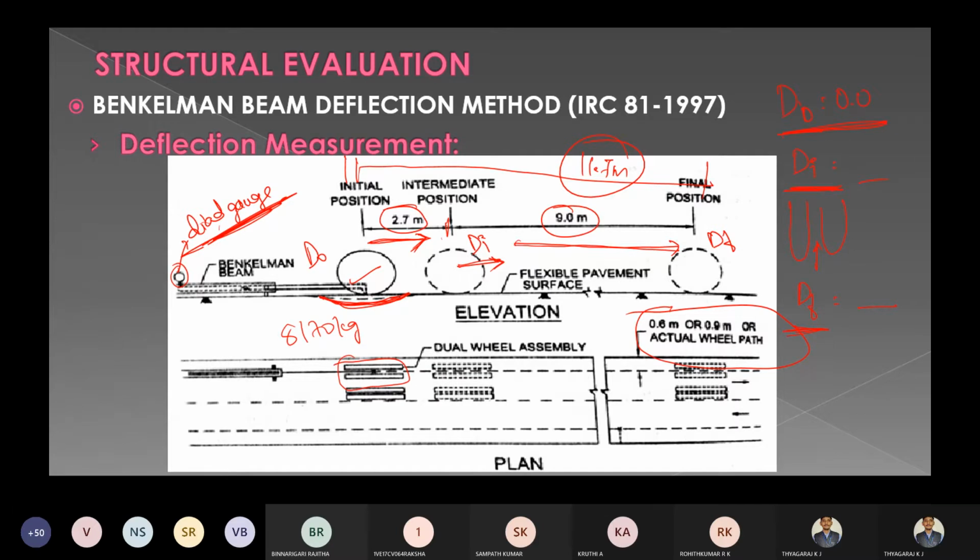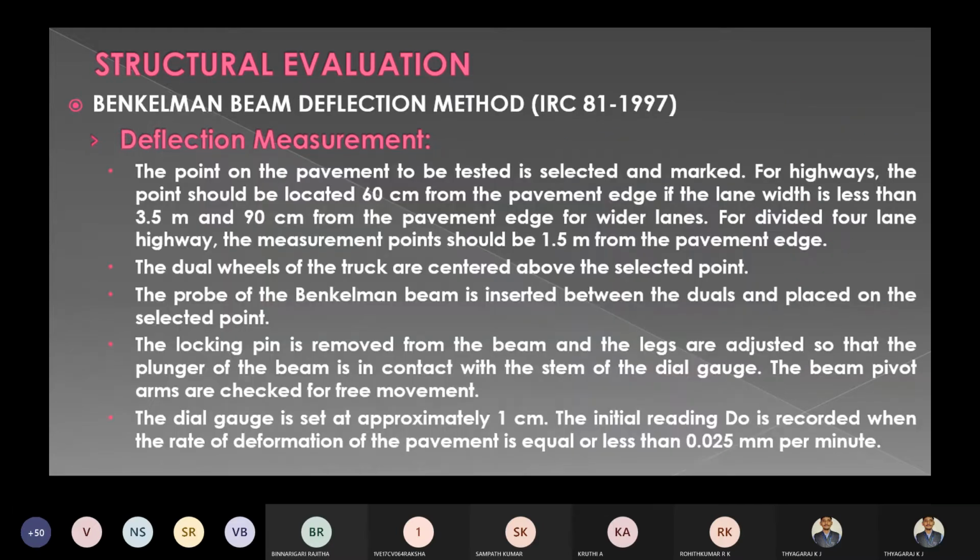Okay. So this is the pictorial representation you have to write in the exam. The same procedure I have given here. Lane width is less than 3.75, 9.9 centimeter. Then if it is 4 lane divided, it is 1.5. The dual wheels of the truck are centered above the selected points. Then the probe of the beam is inserted between the dual wheels placed on the selected point.